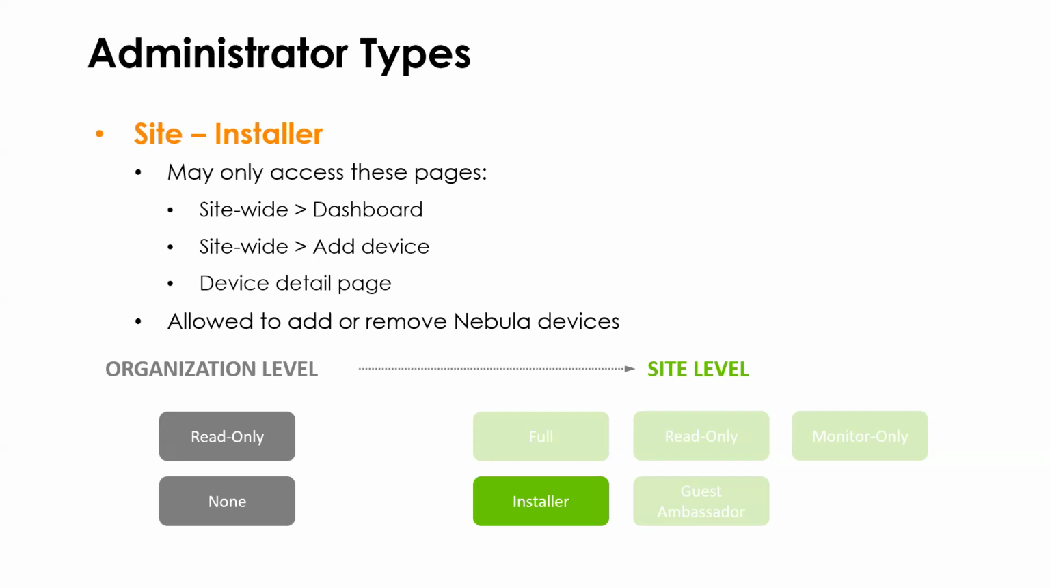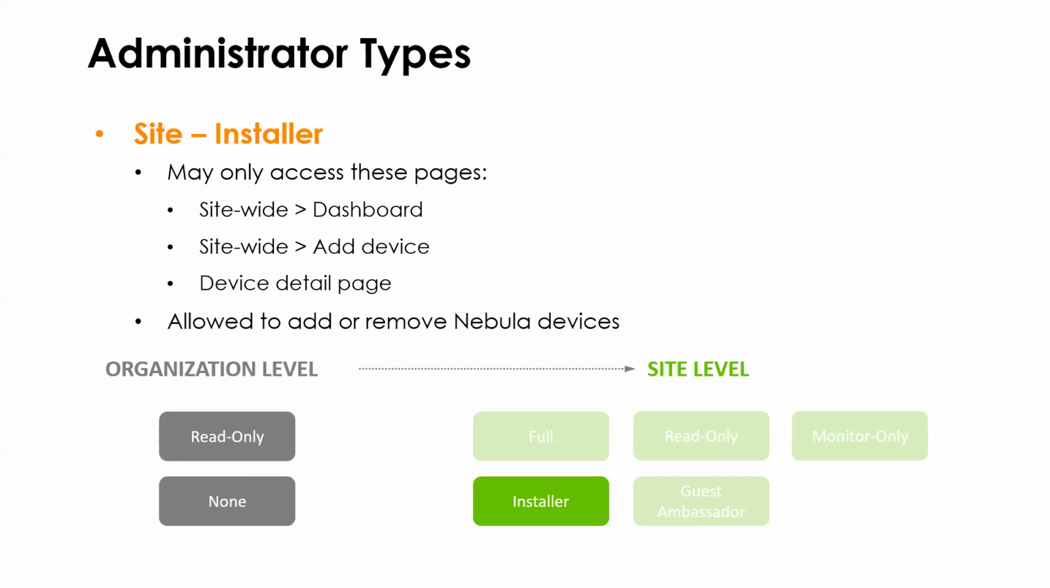So they can see the dashboard, they can add devices, they can go into the device detail page, they can put it on a map using our map integration. They can take a photo of the device and store it. But that's pretty much all they can do. Now they can also remove Nebula devices as well. So they can add and remove.